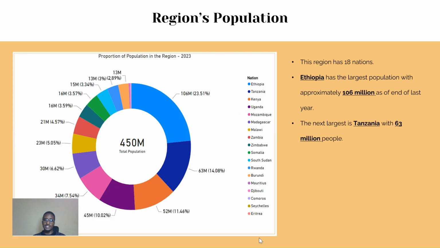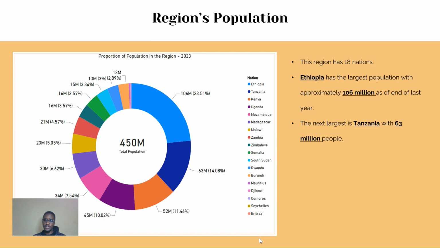Now, to start, we look at the region's population. For Eastern Africa, as of end of last year, the total population was approximately 450 million. Just to highlight some of the top nations here, you've got Ethiopia with 106 million, followed by Tanzania with 63 million people, then Kenya with 52 million, Uganda with 45 million, Mozambique with 34 million, and so on and so forth. The nations with the least number of people were Comoros, Seychelles, and Eritrea.